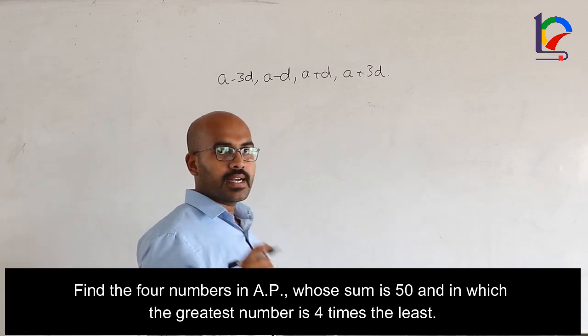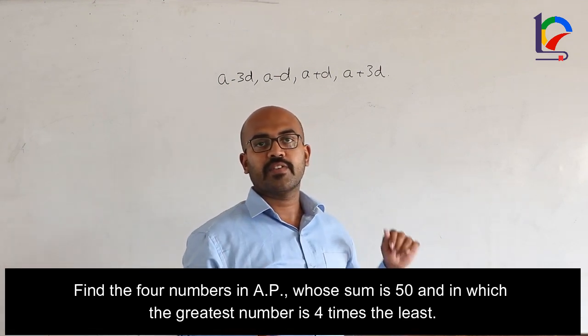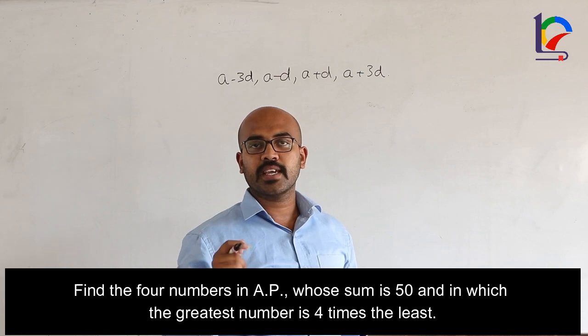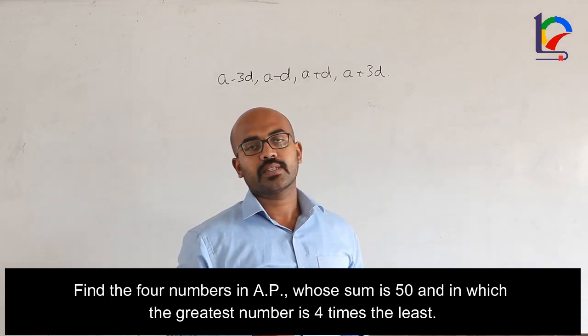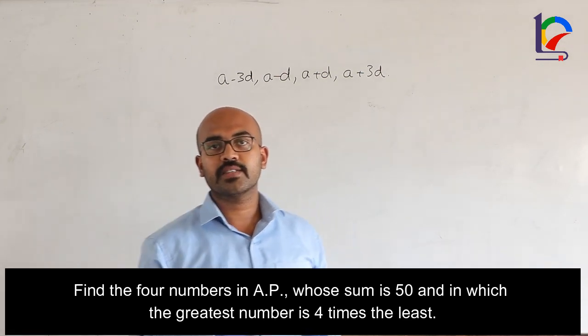If it is 3 terms, it is A minus D, A and A plus D. If it is 4 terms, it is A minus 3D, A minus D, A plus D and A plus 3D. So the sum of the 4 numbers is 50.